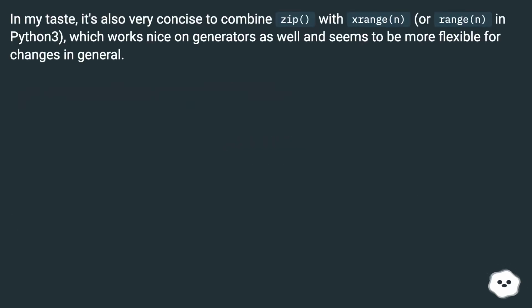In my taste, it's also very concise to combine zip with range(n) or range(n) in Python 3, which works nice on generators as well and seems to be more flexible for changes in general.